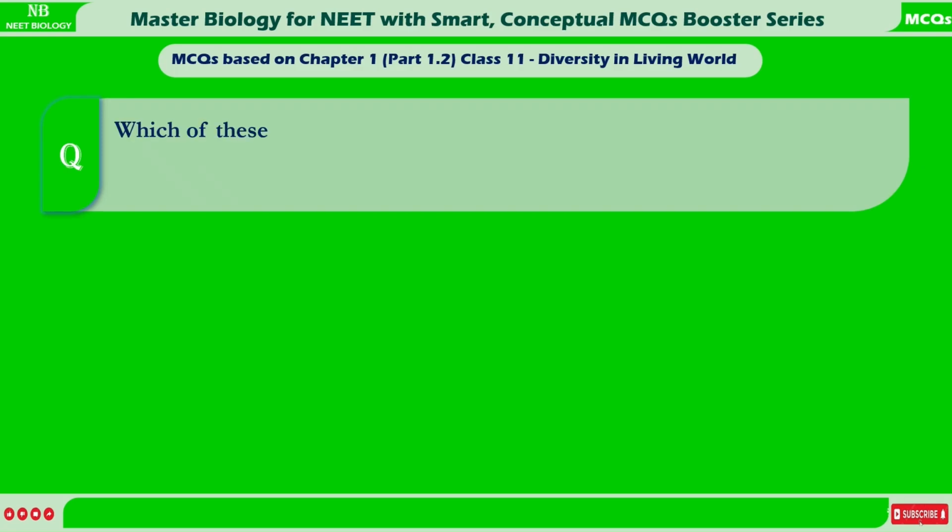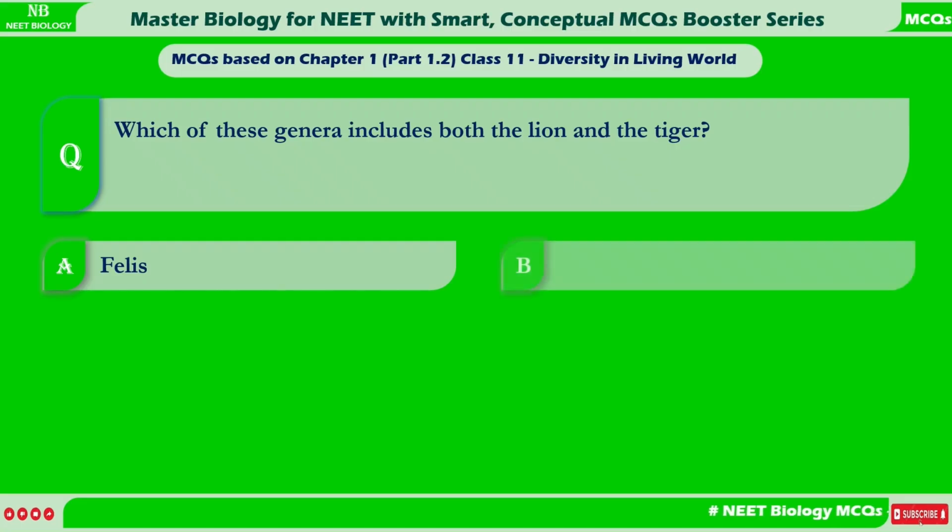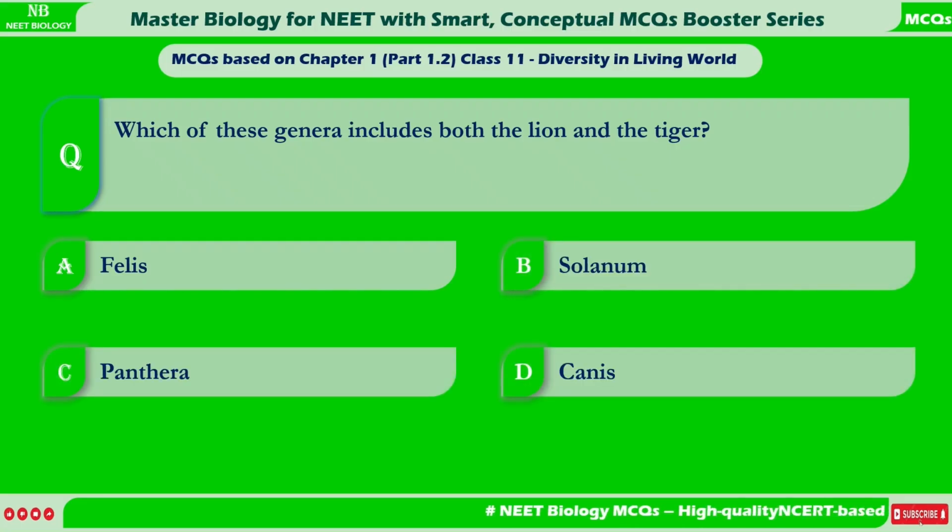Which of these genera includes both the lion and the tiger? A. Felis, B. Solanum, C. Panthera, D. Canis.